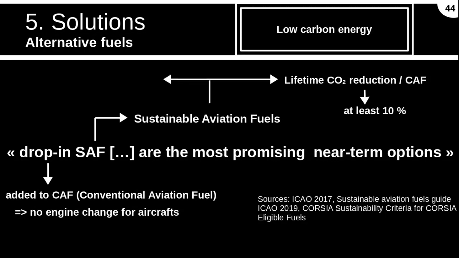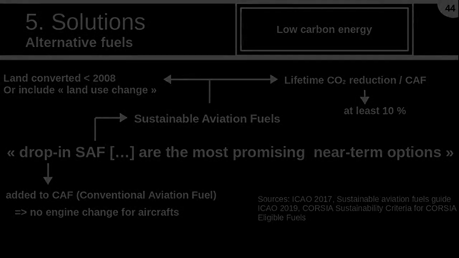What about deforestation? For the ICAO, land deforested before 2008 is not taken into consideration. After 2008, the emissions from deforestation, a category of land use change, are included, which means that fuels produced on recently deforested land are considered sustainable by the ICAO if the resulting carbon impact is less than 90% of the impact of conventional fuels. You may see sustainability differently.